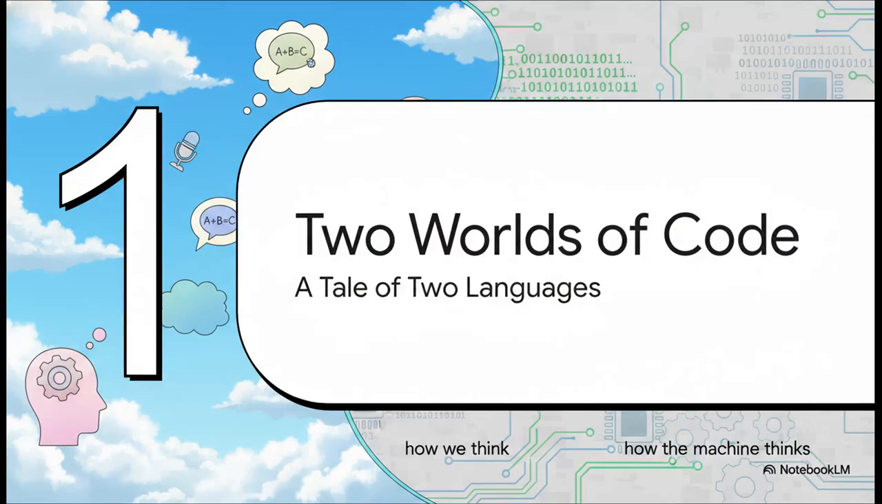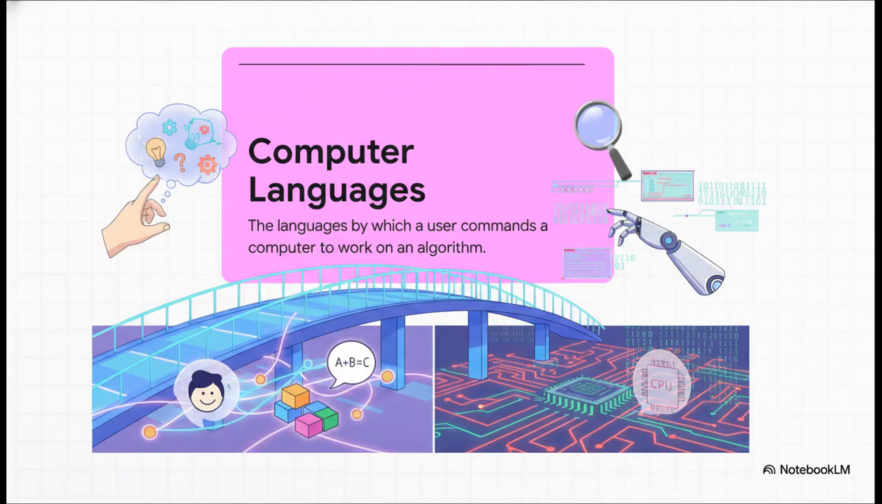To get our heads around this, you have to realize there are basically two different worlds of code. It's like a programmer has to choose. Do I speak a language that's easy for me, a human, or one that's easy for the machine? So, at the end of the day, a computer language is just a rulebook for telling a computer what to do. It's the bridge between our ideas and the computer's actions.